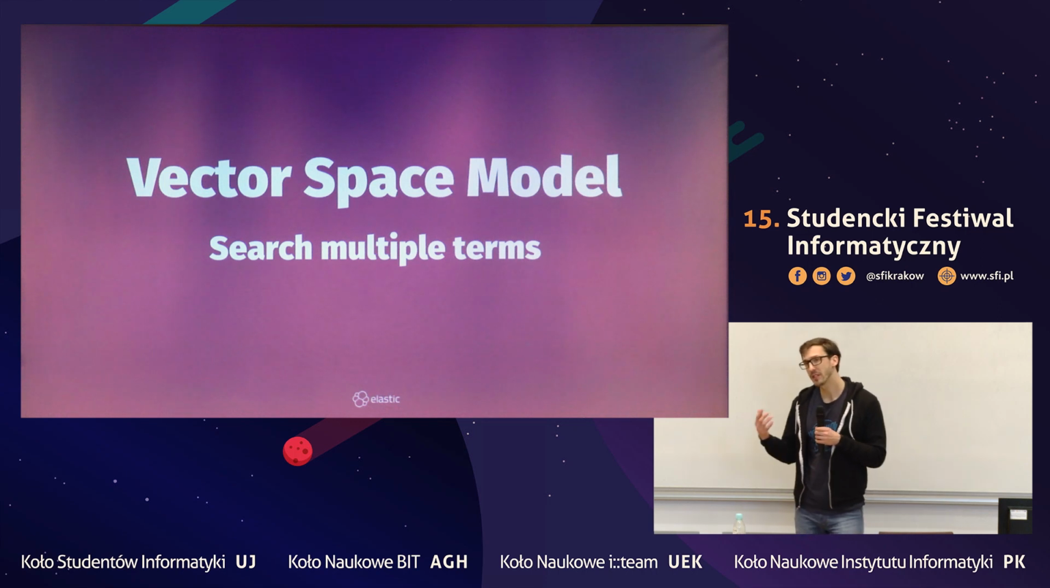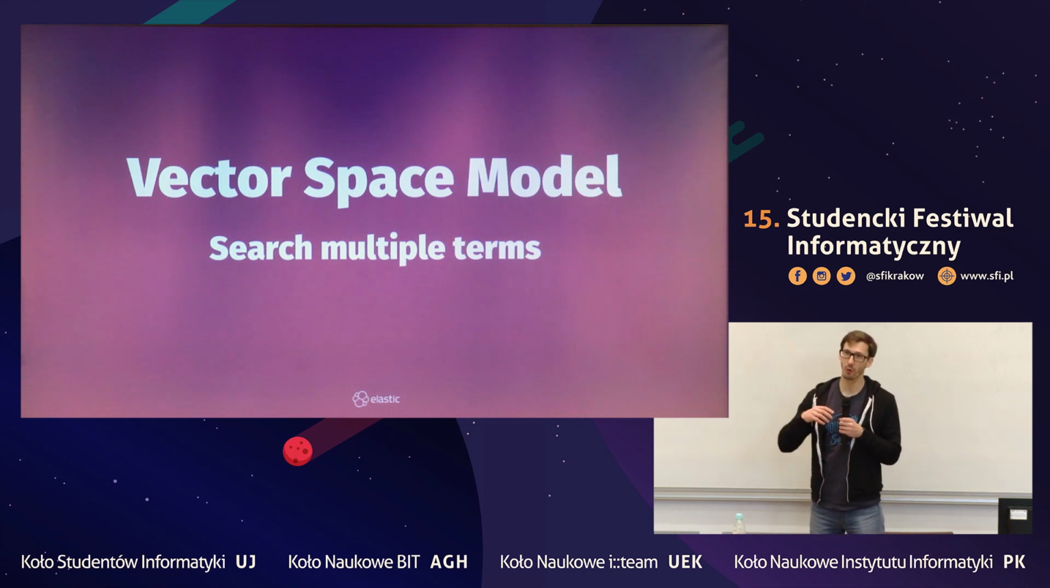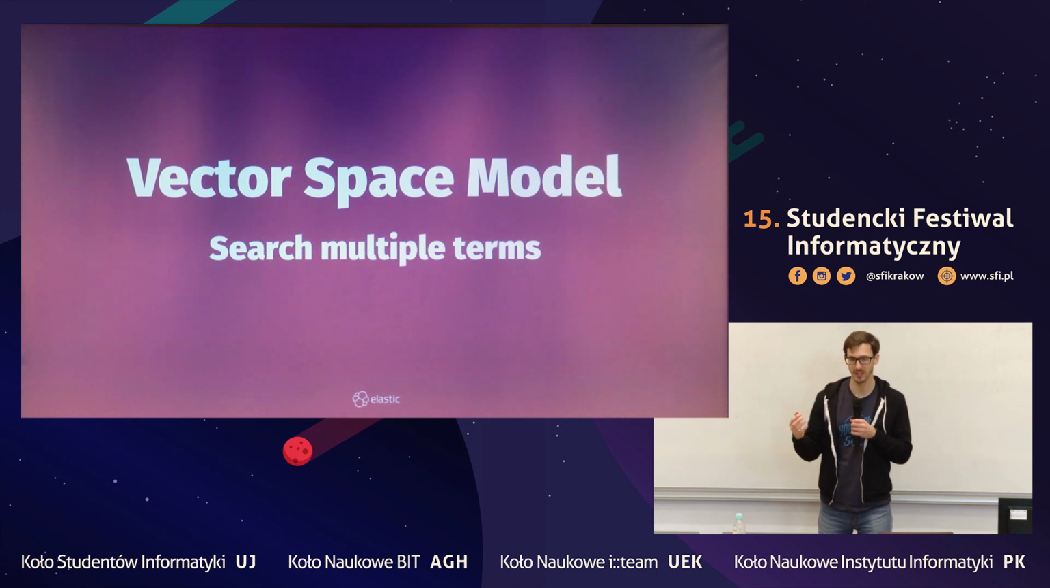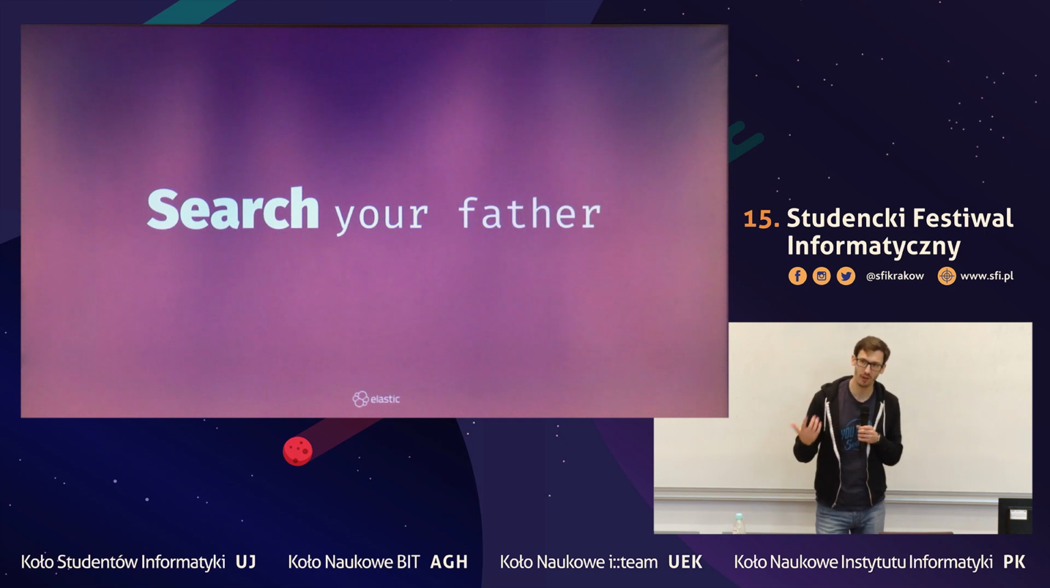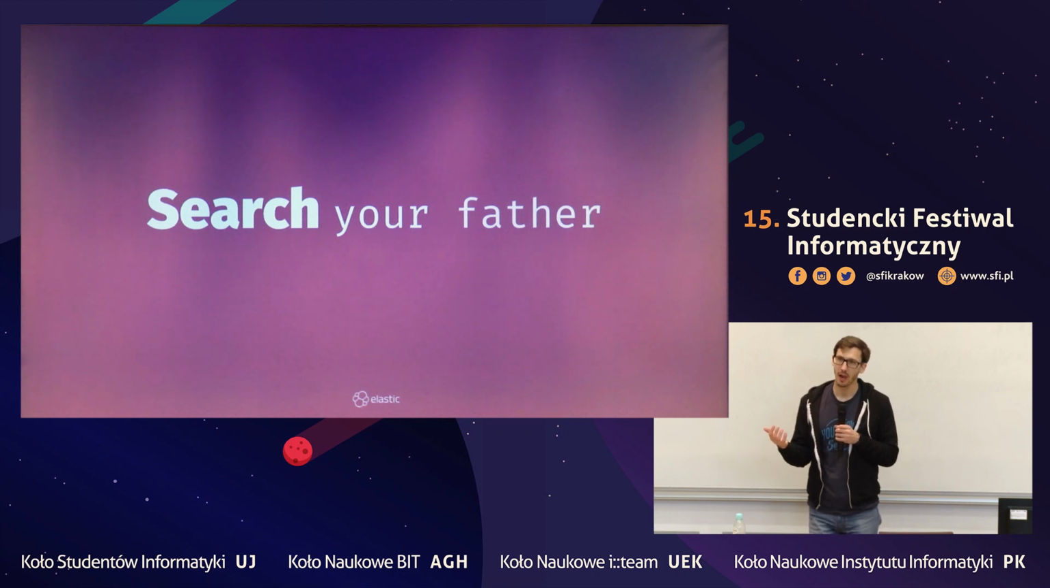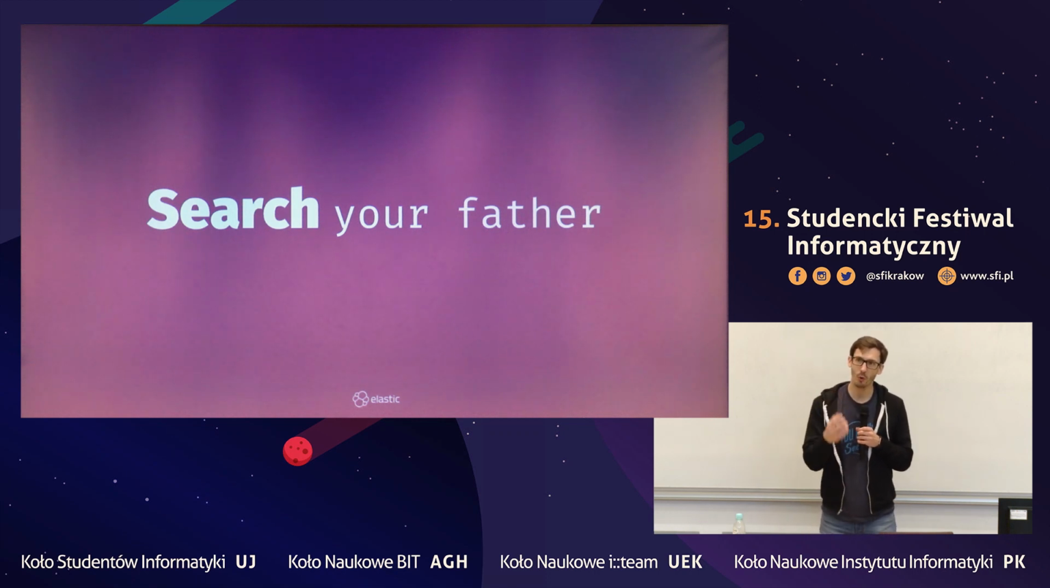Okay, all of this was just true if you searched for a single term. If you search for multiple terms, it gets a bit more interesting. So let's assume we search for your father. And obviously the best match would contain both your and father. But the general idea is then like, what is more relevant? The documents just containing your or just father?